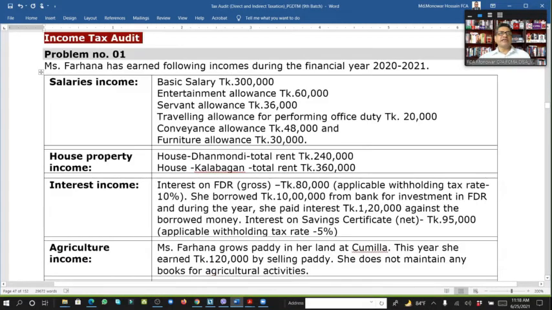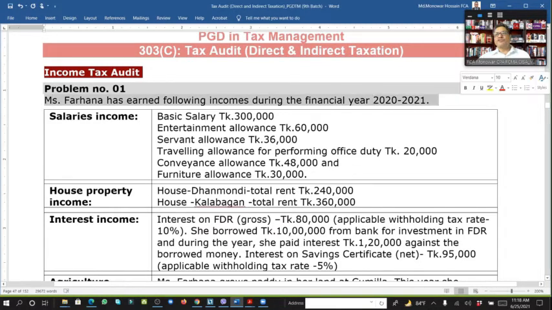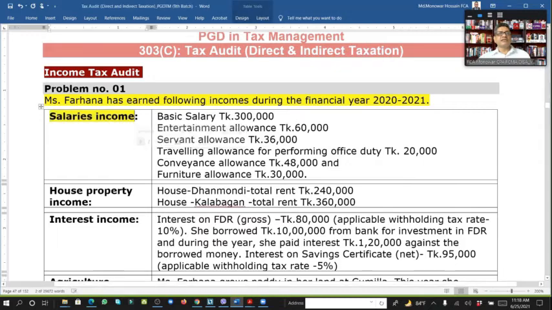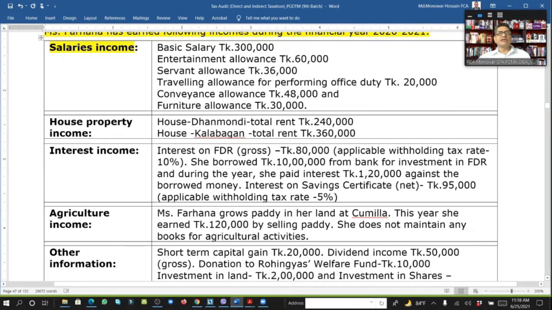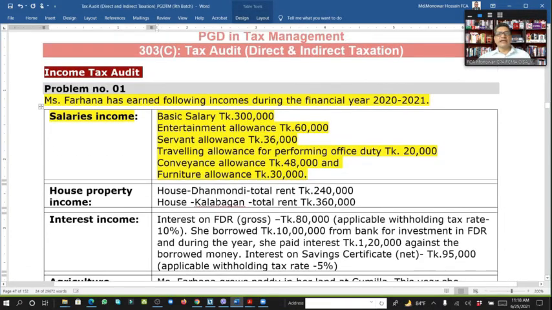But here is an audit problem or calculation for your homework also. So here, what is the problem? It includes the salaried income of one person, a lady serving here. Here her basic salary, entertainment amount, servant allowance given by the organization, traveling allowance and conveyance allowance, furniture allowance, etc. from the organization.